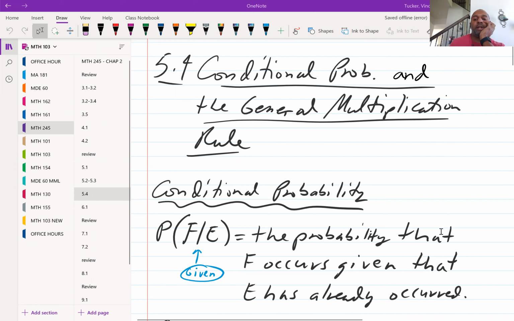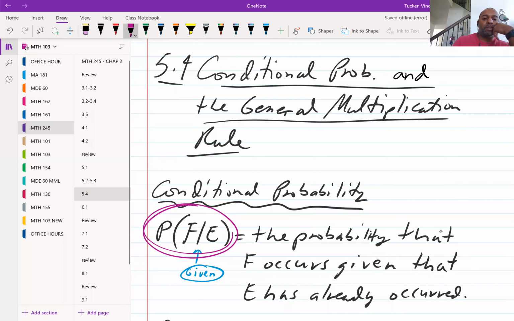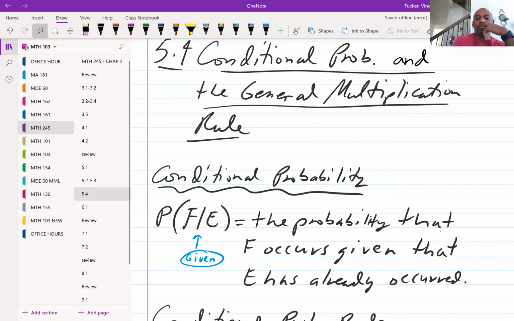The probability that F occurs given that E has already occurred. So the fact that E has happened affects the probability of F occurring. You see that's the symbolism for it right there. This represents the probability of F given that E has already occurred, and that line between F and E is what signifies that.